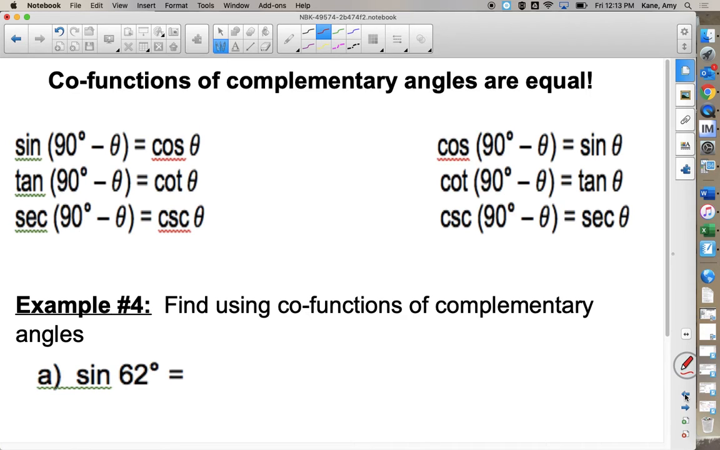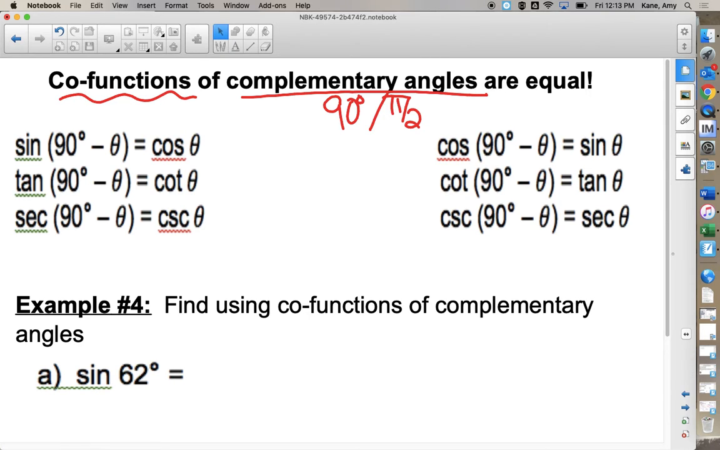So, underneath, it talks about a term called a co-function, specifically of complementary angles, angles that add up to 90 degrees or pi over 2. So when I have a sine, its co-function is cosine. Sine and cosine are co-functions. Tangent and cotangent are co-functions. The secant and the cosecant are co-functions. So what that means is that those functions have the same value if they are complementary angles.